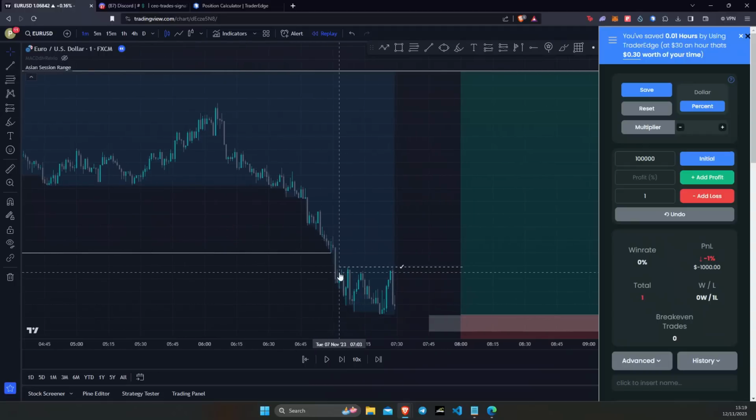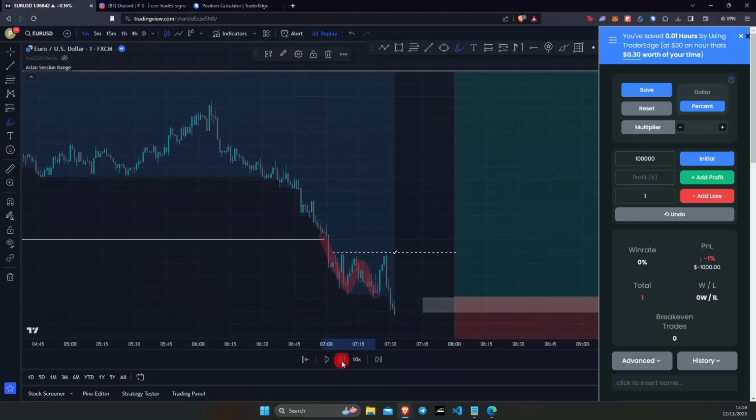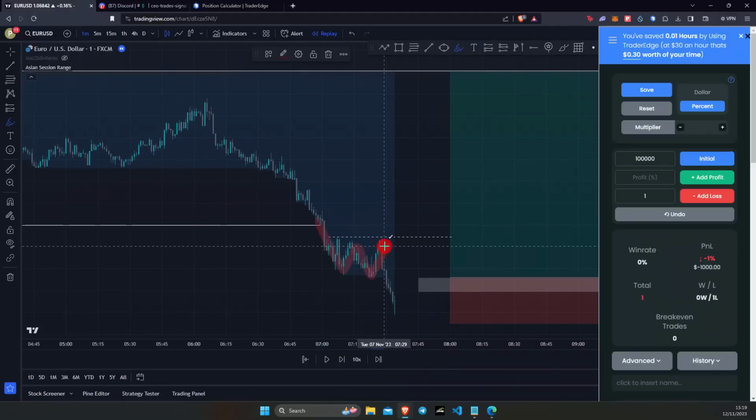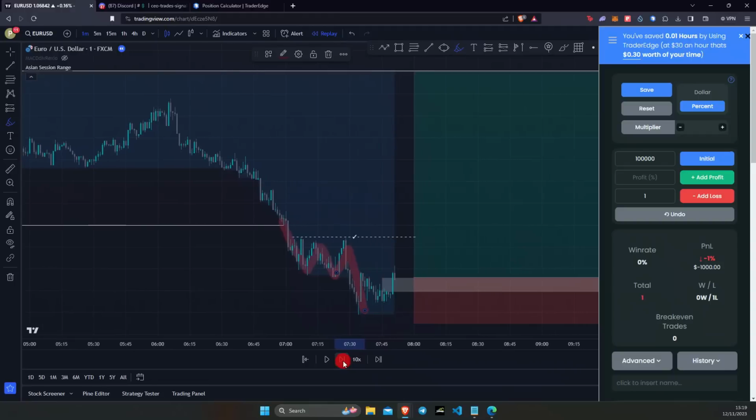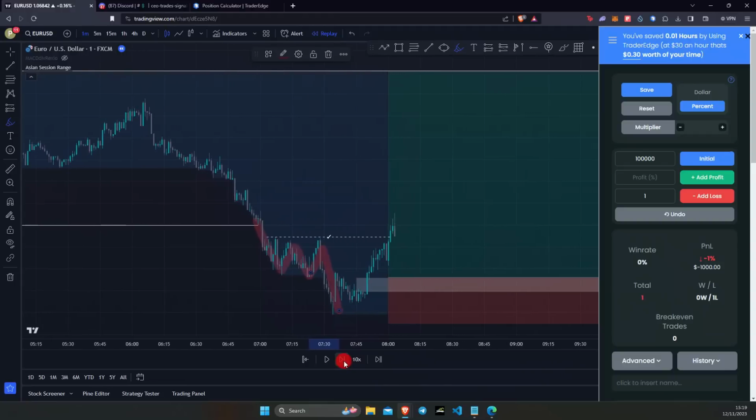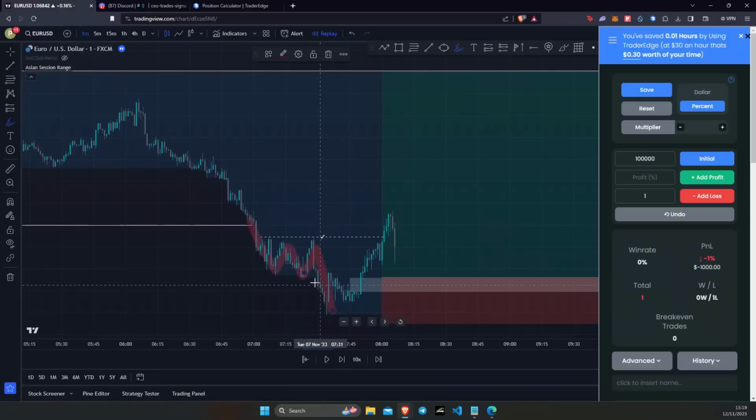So here we go. We've swept the lows of the Asian session. After the sweep, we're now waiting for a market structure shift. So we've got our lower low, lower high, lower low. Now let's see what price does. It gives us a lower high, then a lower low, and then it gives us a nice higher high right there. So when we break this, we're breaking the lower high, giving us a higher high.